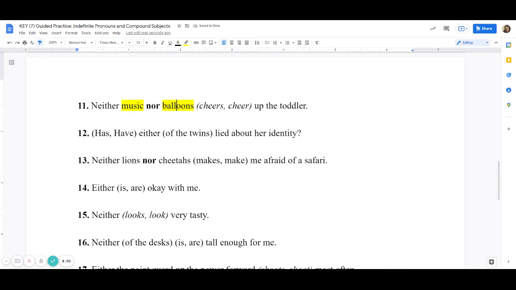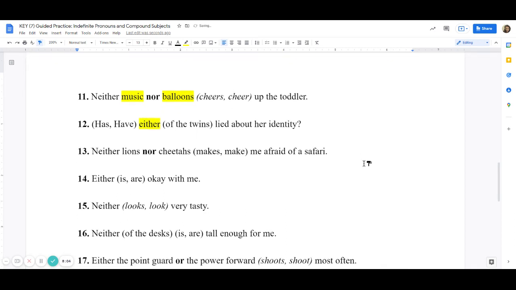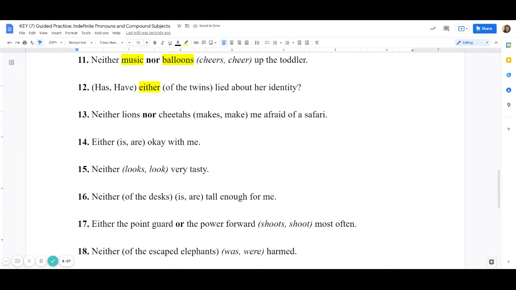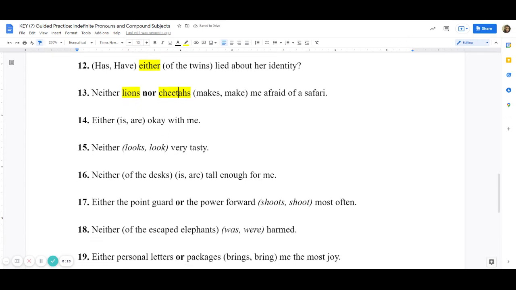Number 12, either is all by itself. So either is our subject. 13 has nor, so there are 2. What are our 2? Lions, cheetahs. Numbers 14 and 15 have either and neither all by themselves, so those are our subjects. How about number 16? Neither is all by itself. So what's the answer? Neither is our subject.